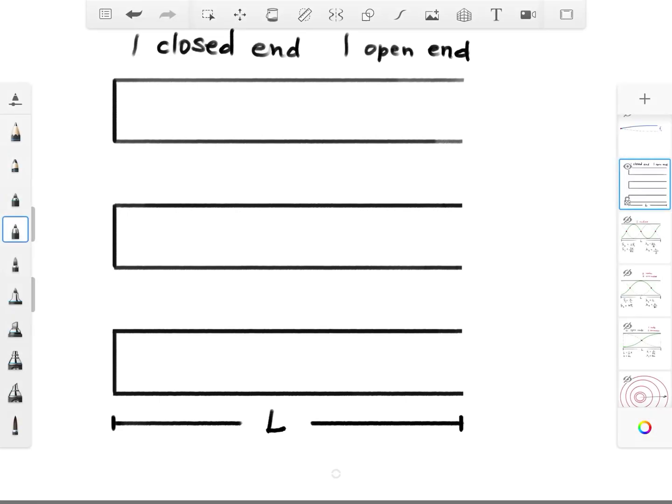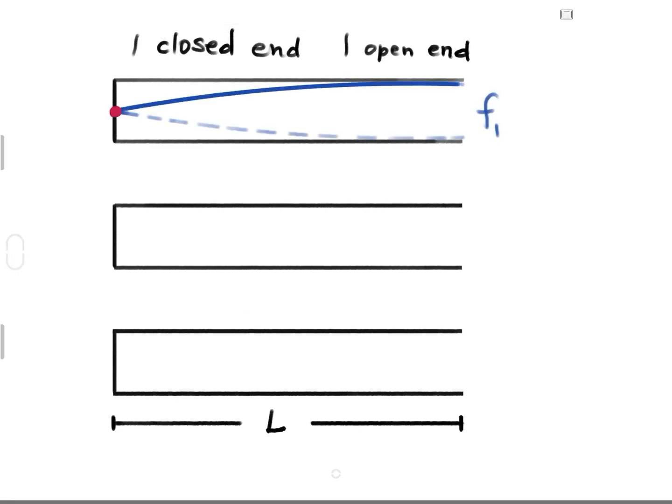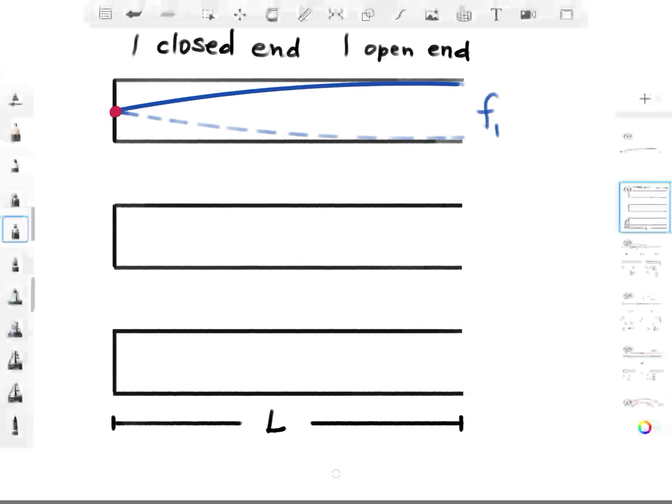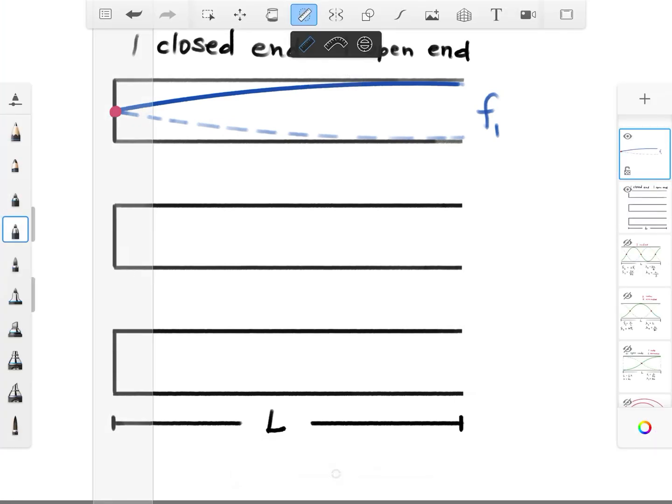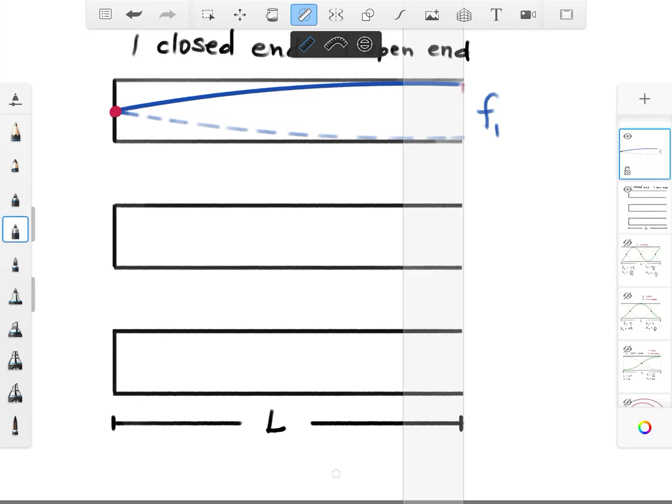One closed end, one open end. So remember, on a closed end, you'll always see a node, and on an open end, you'll always see an antinode. So let's take a look at what happens in the first case. I'm going to call this F1, and I want you guys to notice that there is a node over here on the closed end and an antinode here on the open end, right there.